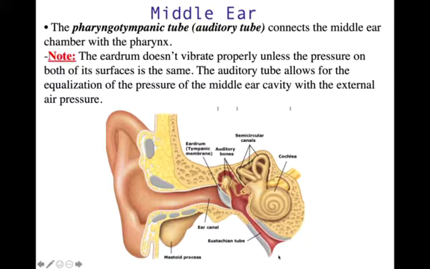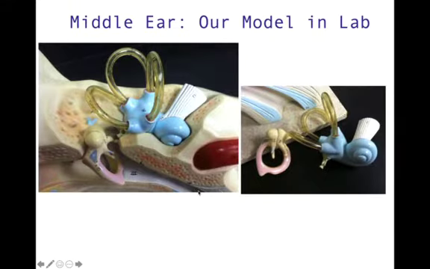So that popping sensation is when the air, or the pressure that's built up in your middle ear, rushes out and then escapes into your throat. Okay, so what happens now? Well, the pressure here in your middle ear and the pressure out here in your external ear are relatively equal. Well, this vibrates freely and you can hear better. All right, so that's the function of the pharyngotympanic tube. It equalizes the pressure in your middle ear.